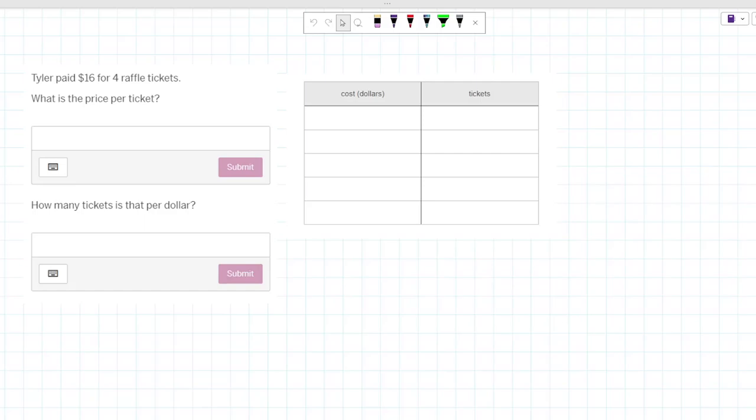It says Tyler paid $16 for 4 raffle tickets. What is the price per ticket? Then it asks, how many tickets is that per dollar?